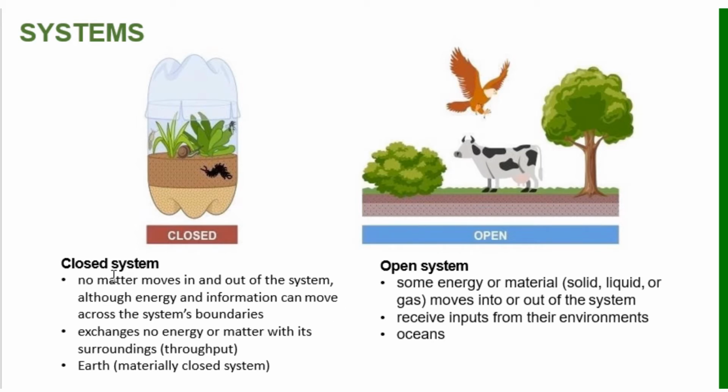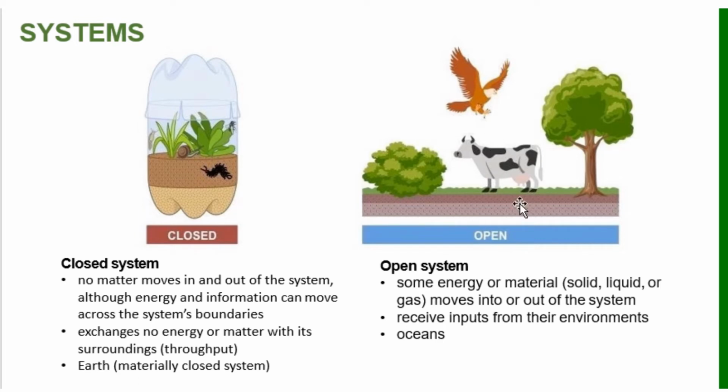Okay, so no matter can move in and out of the system except for the energy and the information in the boundaries here. So technically, of course, the sun here can pass through. It exchanges no energy or matter with its surroundings throughout, and the best example for this is the earth, which is a materially closed system. In reality, this is the best example. We have the earth.